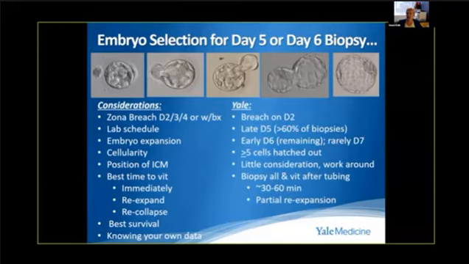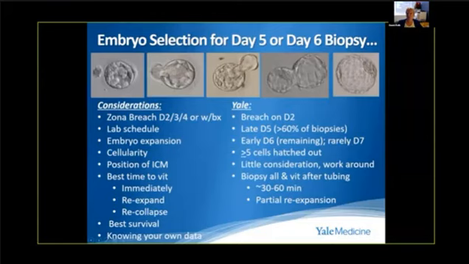So at Yale, we breach on day 2. The majority of our embryos are biopsied on day 5, late on day 5. Greater than 60% of our biopsies are performed on day 5. The rest are performed on day 6, with very rarely embryos being biopsied on day 7 if they're progressing nicely and they're just slow. And occasionally we do get a euploid embryo from those day 7 embryos, but again, it's very rare.